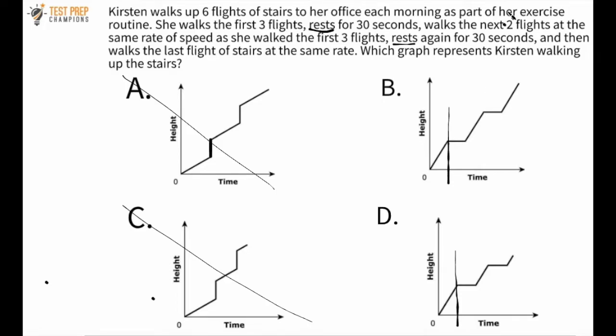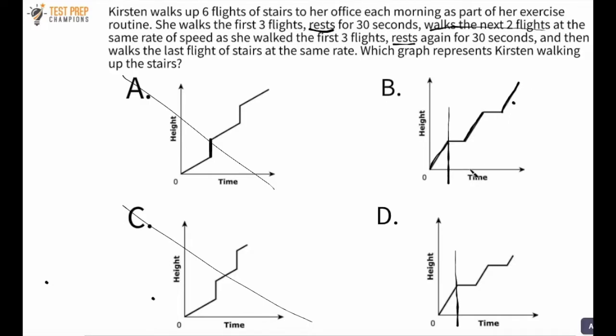And what happens next in our little story here is Kirsten then walks the next 2 flights at the same rate of speed as she walked the first 3 flights. So she goes up another 2 flights right here. Then she's going to rest again for 30 seconds, but then it says she walks the last flight of stairs at the same rate. So what you have to think about here is notice that this part of the graph, the line is just about as long as this line right here, which is just about the same length as this line up here.